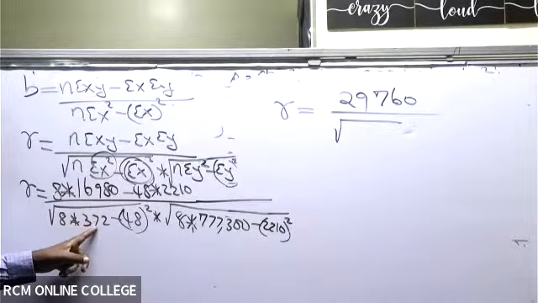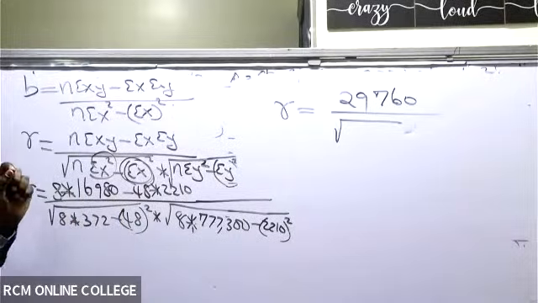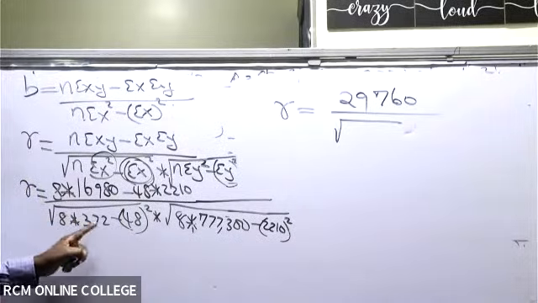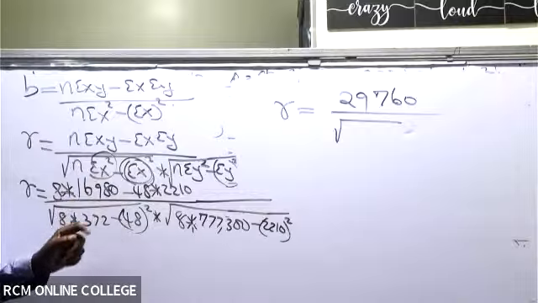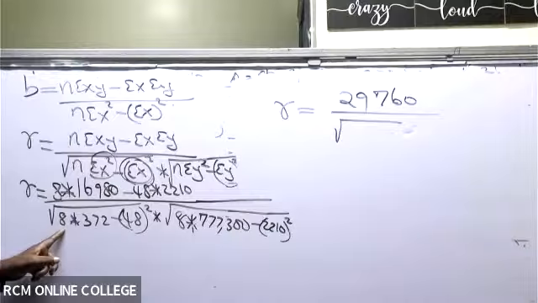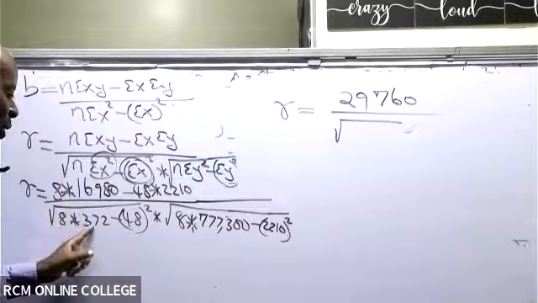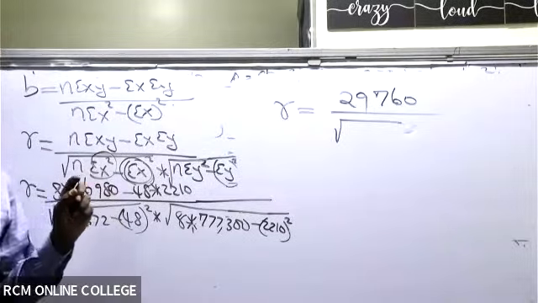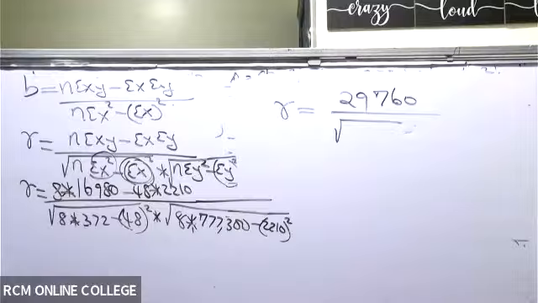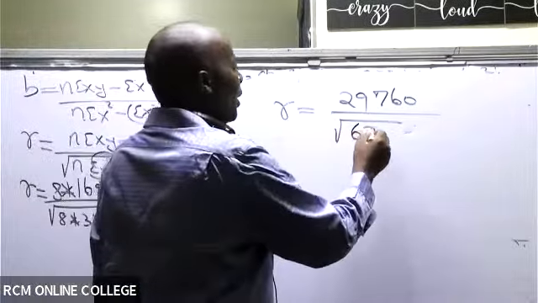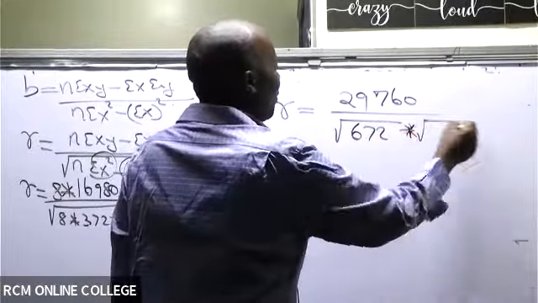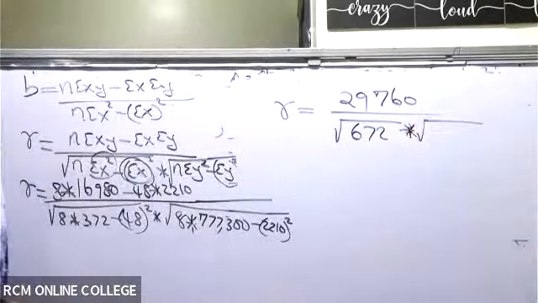8 times 372 minus 48 squared. Please give me that figure, just that. Don't take the square root. I just want you to say 8 times 372 minus 48 squared. So according to Rispa, very aggressive, she's getting 672. Is there somebody else who is able to confirm that 672? Kevo has confirmed. Thank you, Kevo.